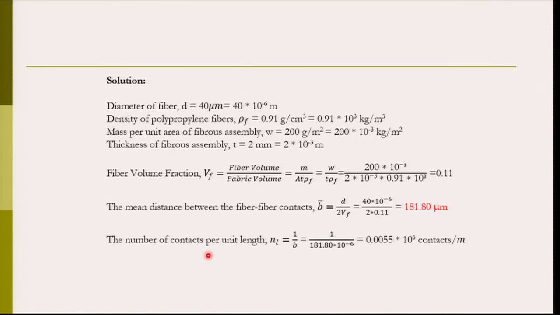So, accordingly, the number of fiber to fiber contacts per unit length, in this case per unit meter, is 0.0055 into 10 raised to 6 contacts per meter, or number of contacts per millimeter length would be nearly 6. So, you can see for 1 millimeter length of fiber, there are nearly 6 contacts being made, and you can also see the mean distance between the fiber to fiber contacts to be 181.8 microns.